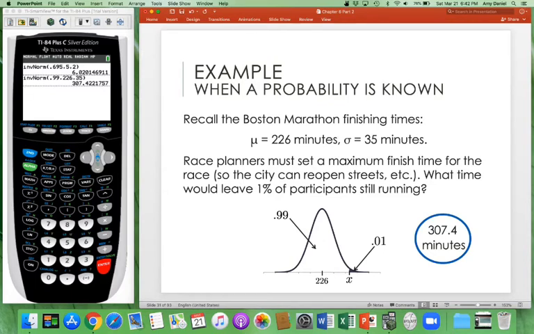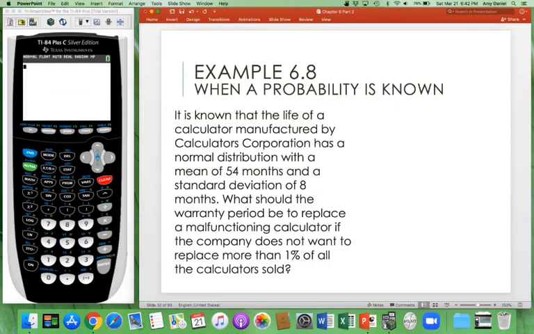Okay, so let's do another one of those. Let's clear everything out of my calculator. This one tells us that it is known that the life of a calculator manufactured by Calculators Corporation has a normal distribution with a mean of 54 months and a standard deviation of 8 months. What should the warranty period be to replace a malfunctioning calculator if the company does not want to replace more than 1% of all calculators sold?